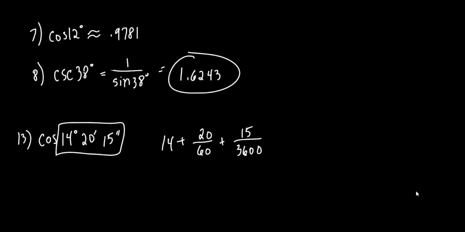Okay? So it's 14 plus, tell you what, I'm going to put this in parentheses. I don't know if you really need to or not, but I'm going to. Divided by 60 plus 15 divided by, oh, I should have put parentheses around that, shouldn't I? So 15 over 3,600. Close that parentheses, and there you go, same number.